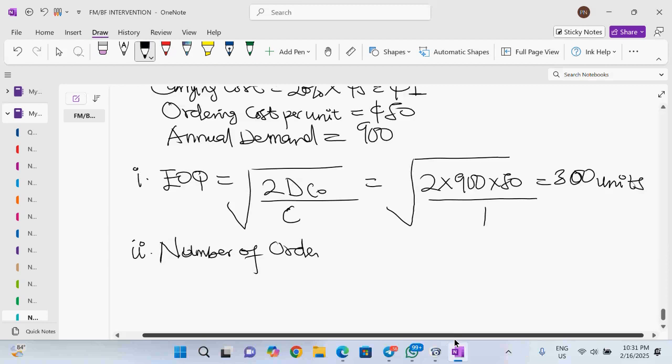Number of orders is equal to what? Annual demand over EOQ. If you multiply that times the ordering cost per unit, then we are getting the total ordering cost. So what do we have here? Annual demand is 900, all over the EOQ, which is 300 units. So what do we have?